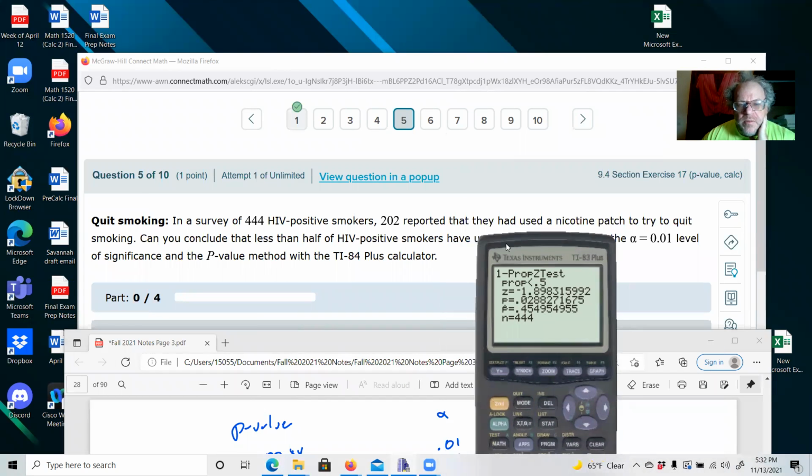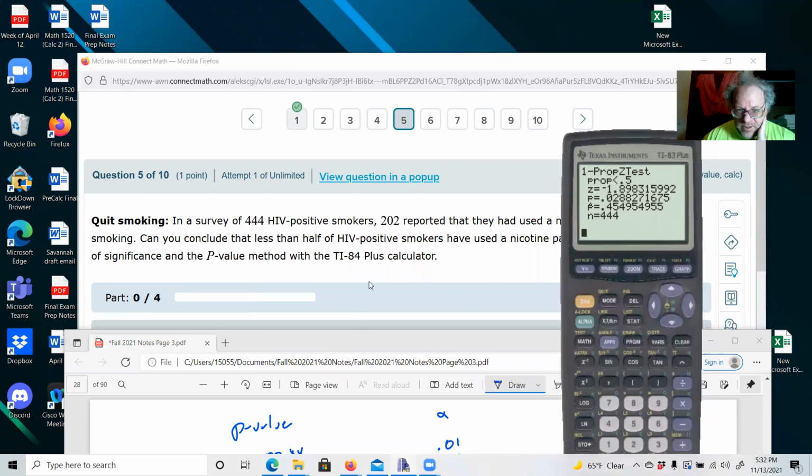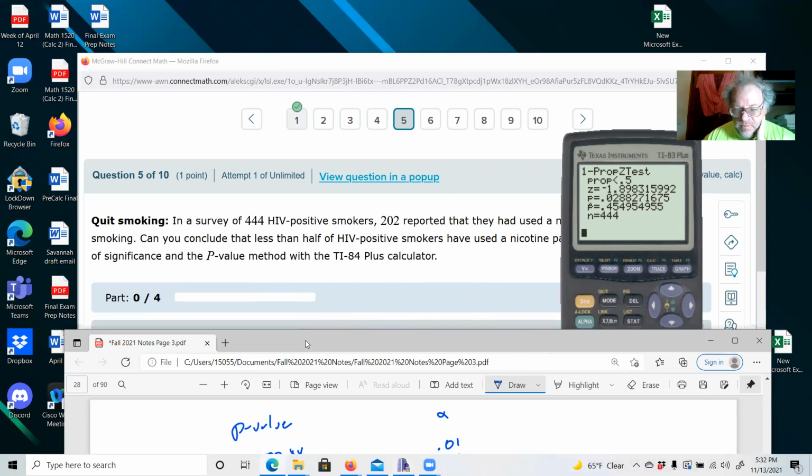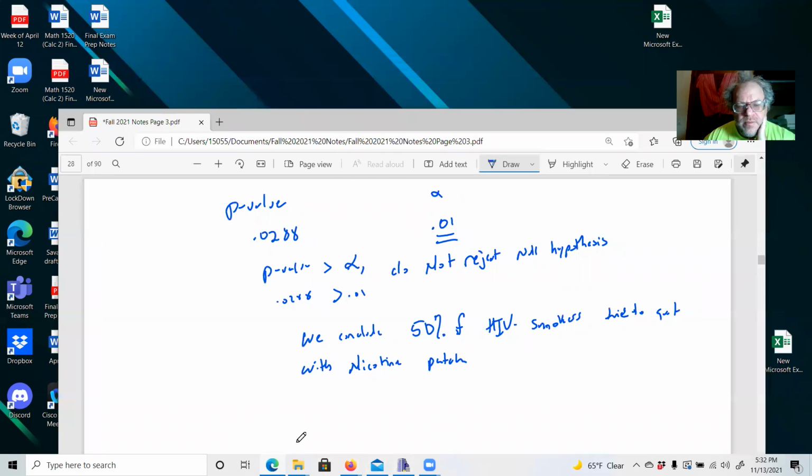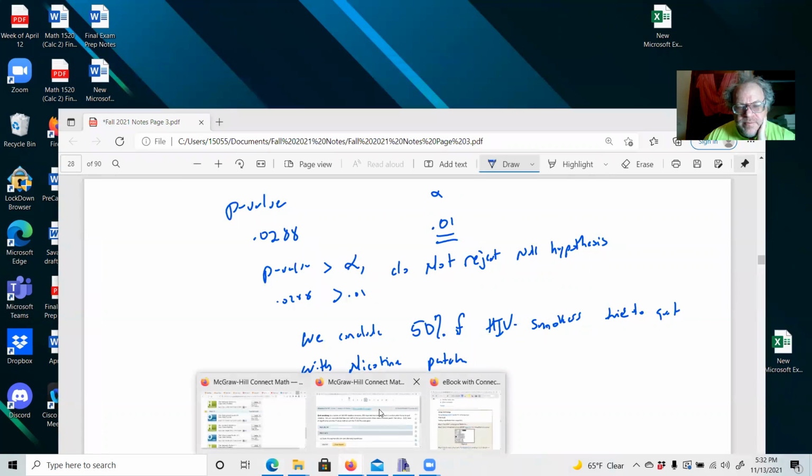All right. Well, again, I'll let you type that into the computers and see what's going on there. But no, we can't conclude that that happened. So 50% or more tried to. All right. Next.